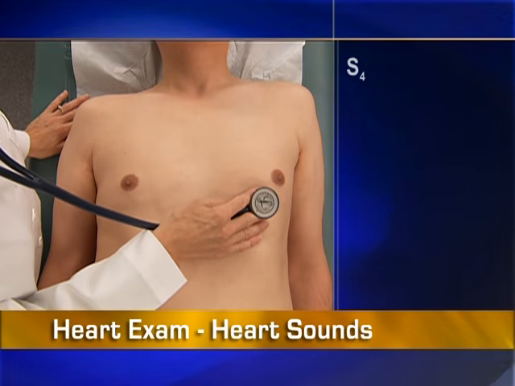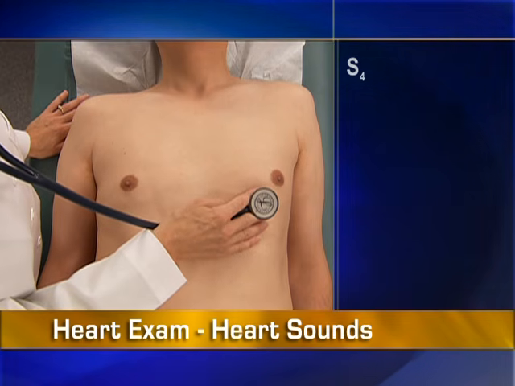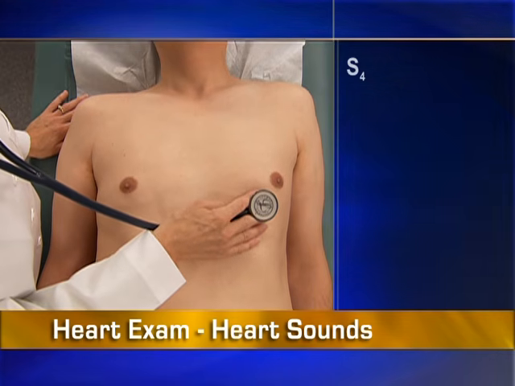A fourth heart sound, or S4, may occur late in diastole, just before S1. This ventricular filling sound is very soft and low-pitched. Now listen for S4.